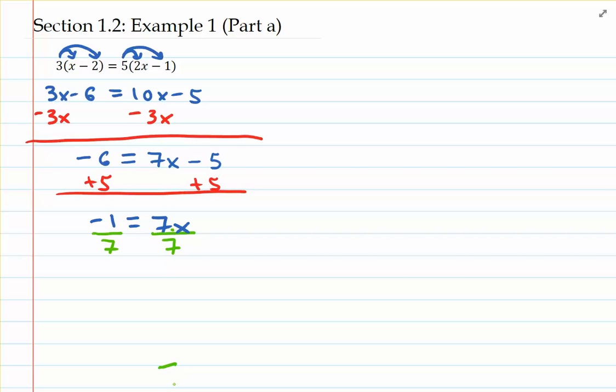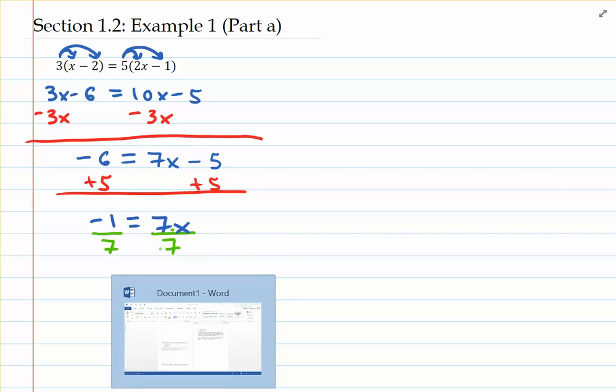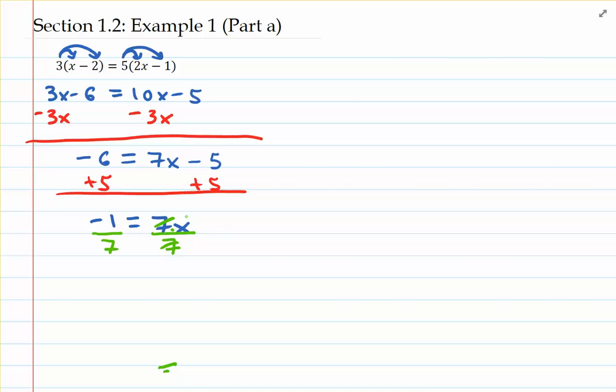The 7's divide out here. There they go. And on the left-hand side, we can just leave our answer as negative 1/7. And x is now isolated, and our solution to this equation is negative 1/7. Equivalently, this would work out as x equals negative 1/7 just by flipping this statement.